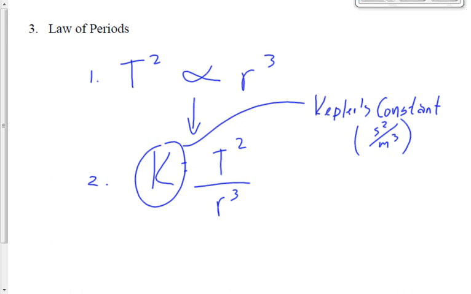What's kind of unique about this is that Kepler's constant is constant, but not universally constant. It means it's constant for the object being revolved around. So in other words, if I take t for the Earth, square it, divided by r for the Earth, cube it, I'm going to get Kepler's constant for the sun. The Earth revolves around the sun. So if I take data for the Earth, the period and the radius of the Earth revolving around the sun, I'm going to get Kepler's constant for the sun.